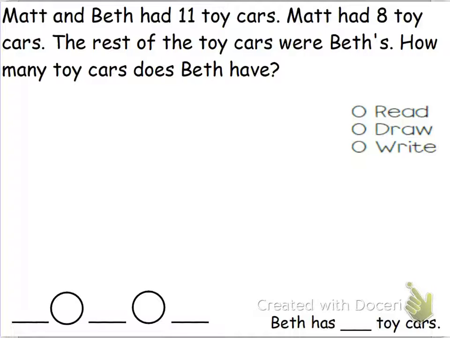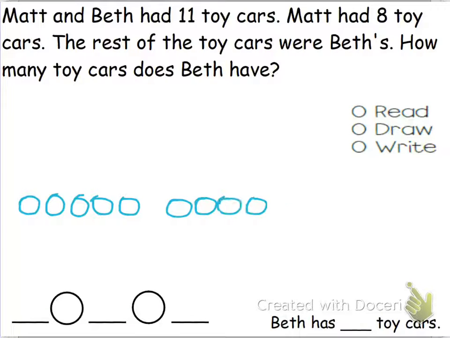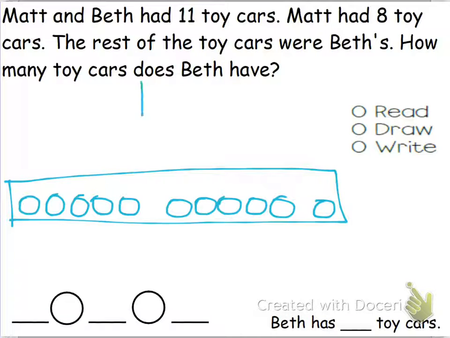So now let's chunk it. Matt and Beth had 11 toy cars. Can I draw something? Well, of course I can. I can draw 11. Now, what is 11? Is it a part or a whole? Well, it is our whole. That's how many they had together that they were playing with.